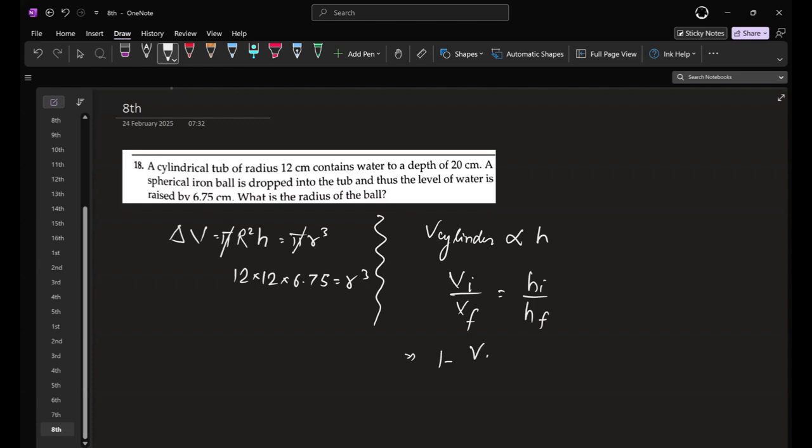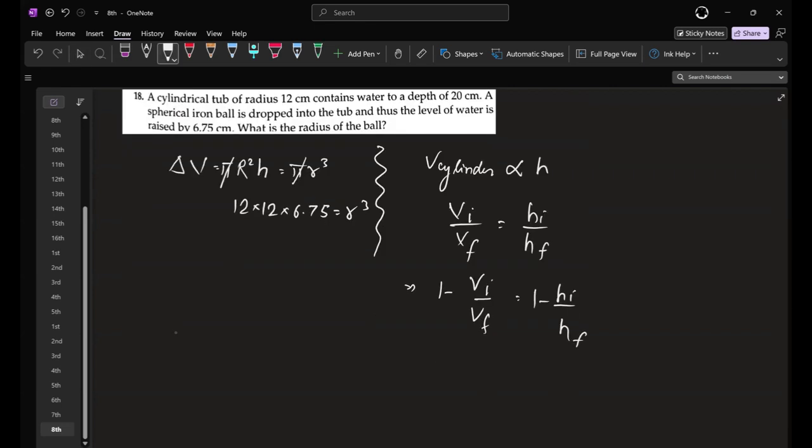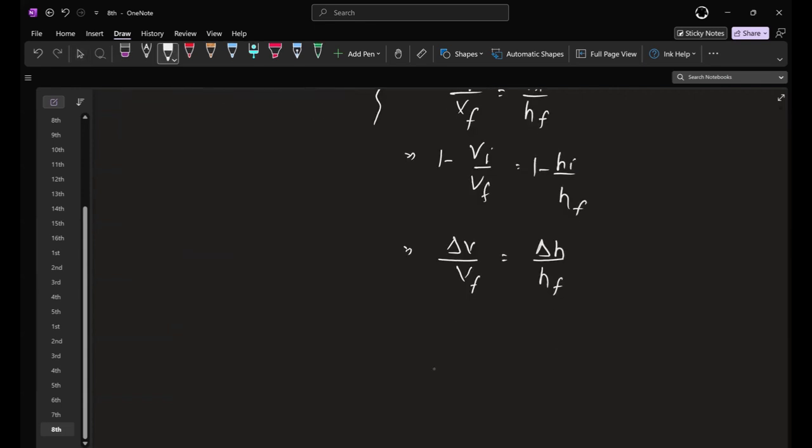If we subtract both sides by 1, we can do this on both the sides, right? It means the change in volume upon the final volume of the whole thing is going to be equal to the change in height upon the final height, right? It means change in volume would be what? The volume of the spherical ball, right? Because the volume that would be increased would be totally because of the spherical ball, right? So this would be the volume of the spherical ball.